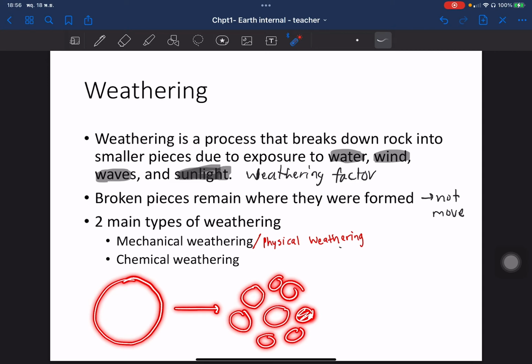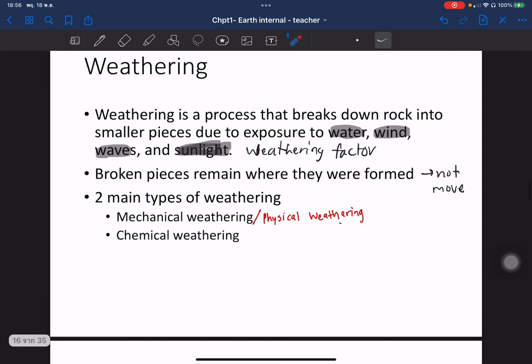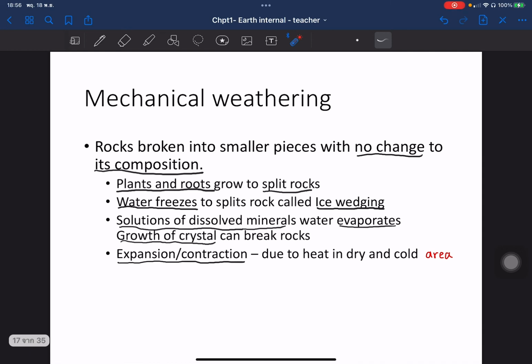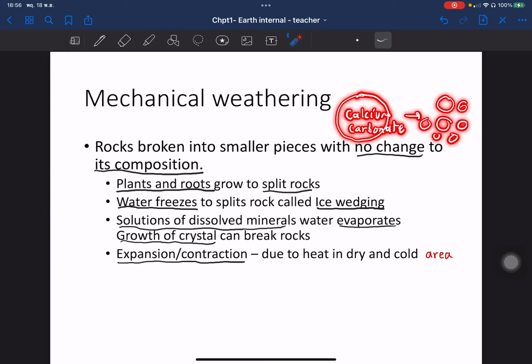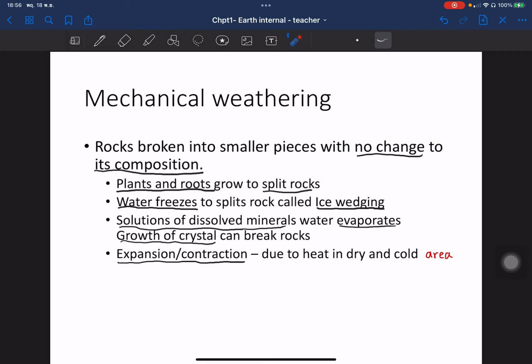Okay, so today we will focus on mechanical weathering first. Mechanical weathering represents the process in which rock breaks down into smaller pieces without changing its composition. For example, if the rock contains calcium carbonate, it will break into smaller pieces of calcium carbonate without any change of the chemical composition inside the rock.